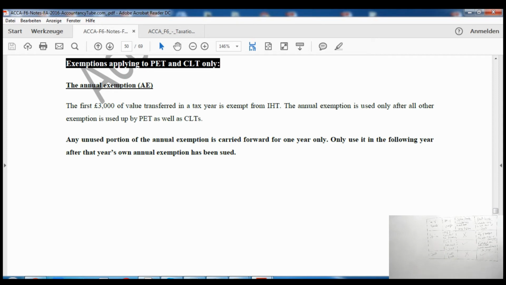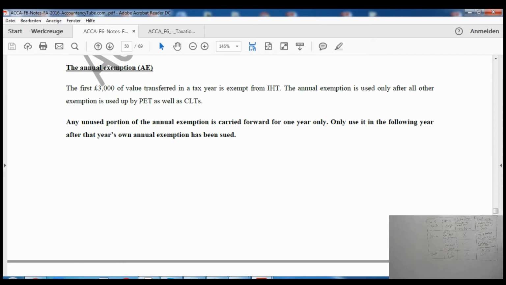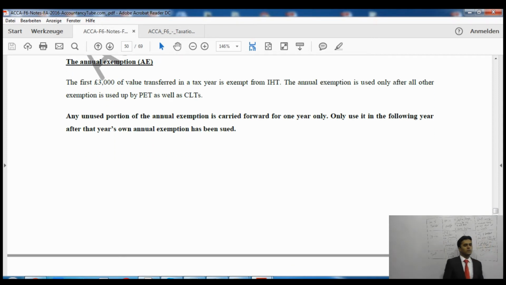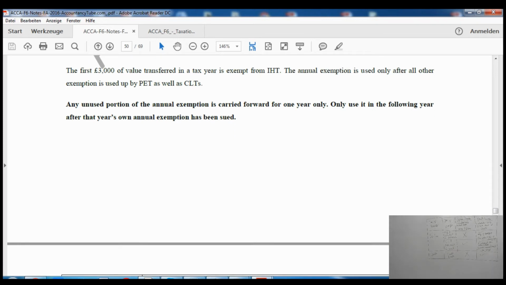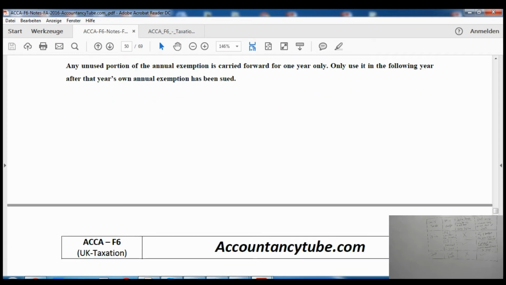All right. However, another thing as well, we will have to deduct all other exemptions first. So we'll take the value of the transfer, then we will deduct all other exemptions, and the last exemption which we can deduct is the annual exemption. So first we will have to deduct all other exemptions. Right? Now you can read it yourself.